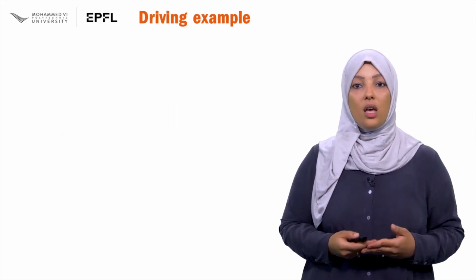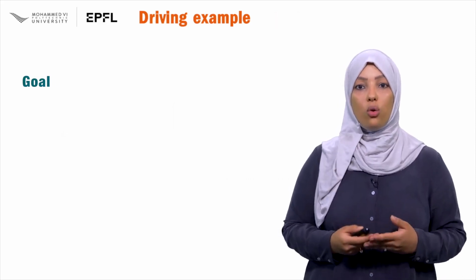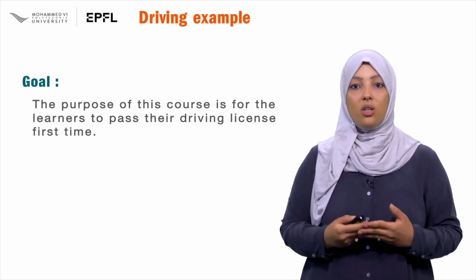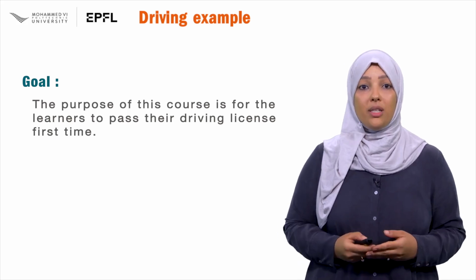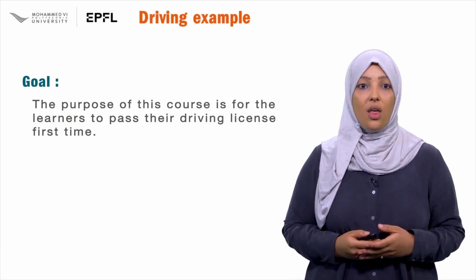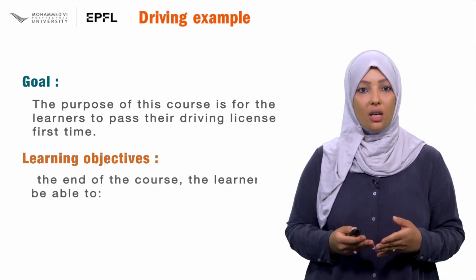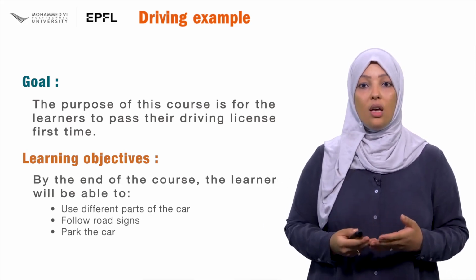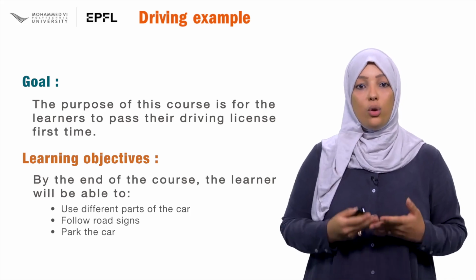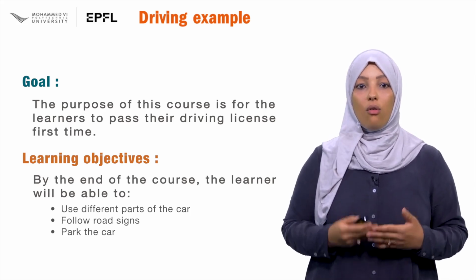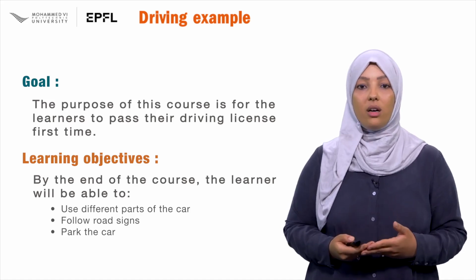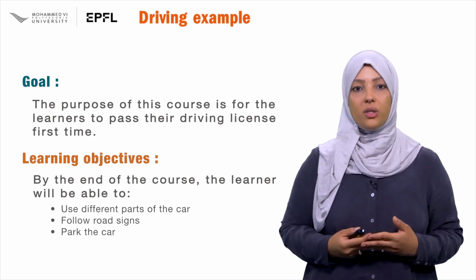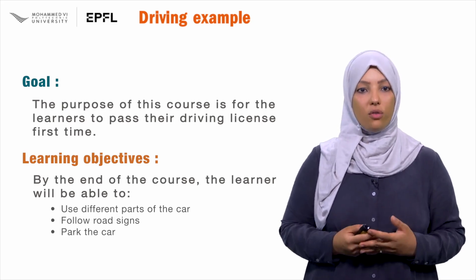So, for instance, if you were a driving instructor, your goal might be: the purpose of this course is for the learners to pass their driving license first time. But how will this goal be achieved? This is where your learning objectives come into play. They could be as follows. By the end of the course, the learner will be able to use different parts of the car, follow road signs, park the car, and so on. These are more specific, measurable, and observable, and from the perspective of the learner.